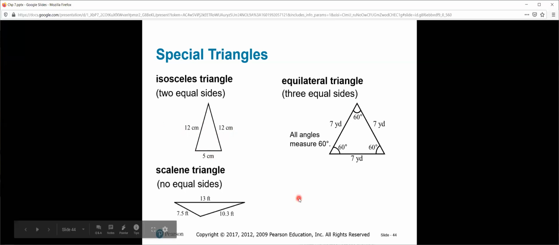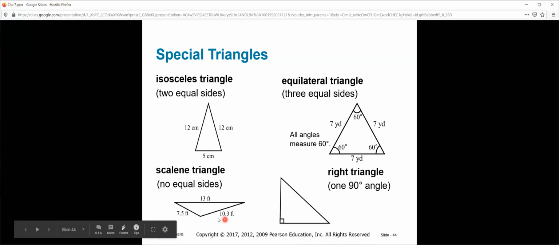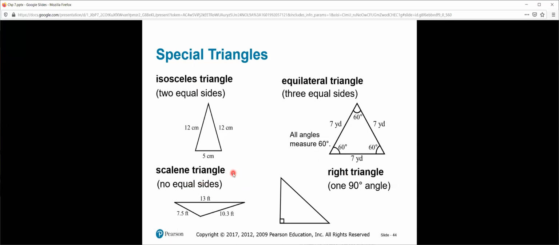Equilateral triangle is, well, everything is equal. A scalene triangle, that's the one where nothing's equal, and of course, everyone's favorite, the right triangle, which has a little square in the corner. Isosceles, equilateral, scalene, right triangle. Everyone forgets scalene. I don't blame you. It's like every other triangle that exists is a scalene, so it's kind of hard to remember that. But it has a name.